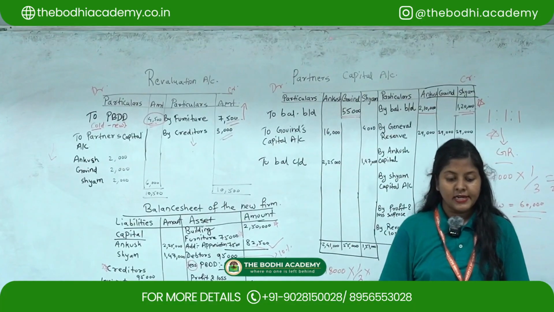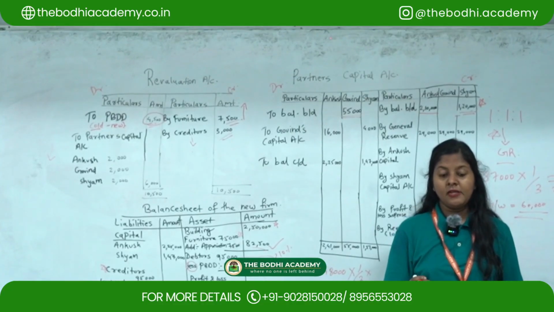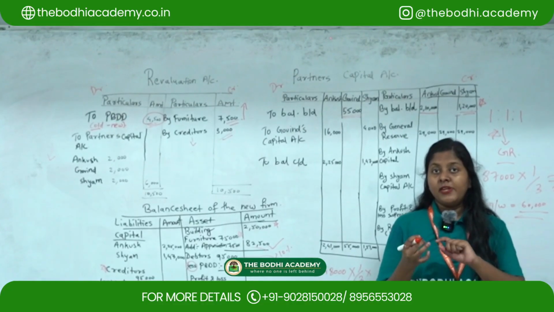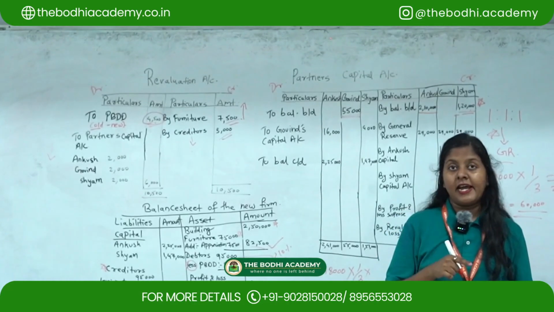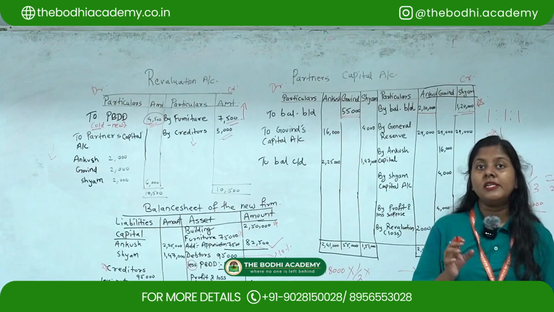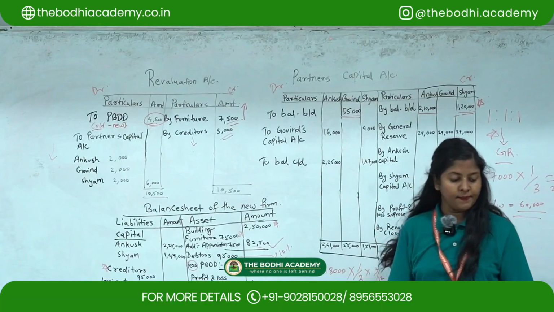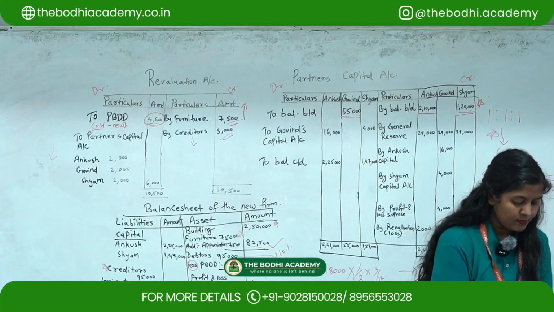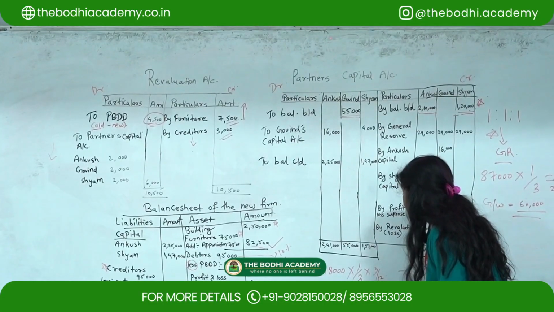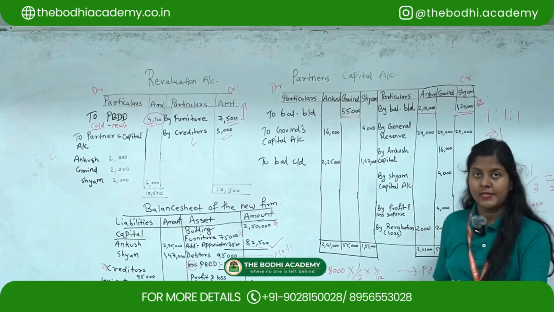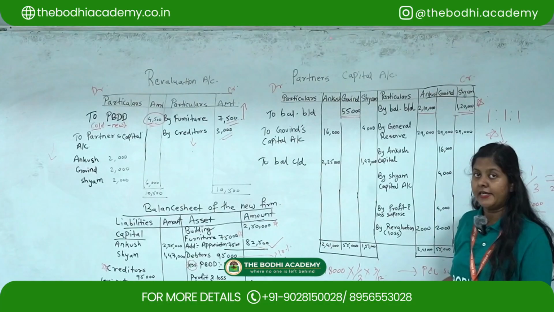So Govind has retired on 1st July, so we'll count from April. April, May, June. We are not going to take July because he retired on the 1st. So we'll take only 3 months, so we'll take 3 upon 12. Okay, which will give you 4,000. So 4,000 is my profit and loss suspense account. Okay, so this is his profit till the date.